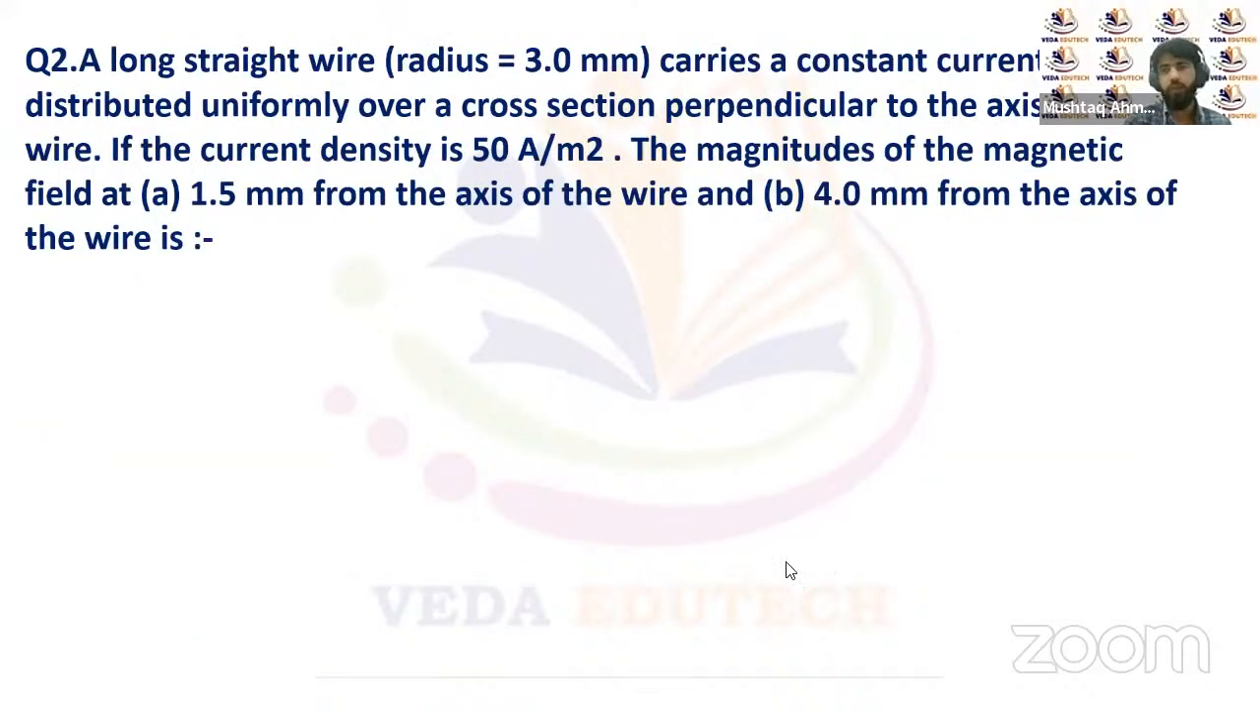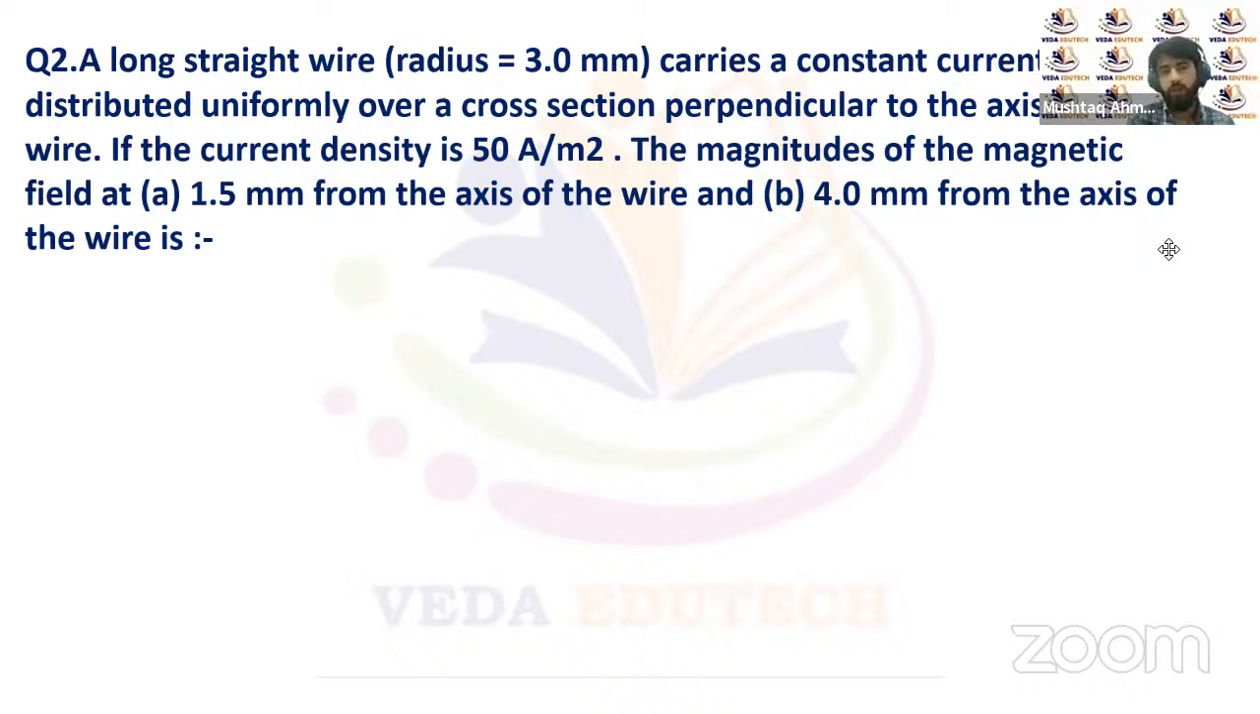Let's move to the next question. The question is about a long straight wire. We have been given a long straight wire of radius 3 mm, which carries a constant current distributed over a cross section perpendicular to the axis of the wire. The current density is 50 amperes per meter square. Find the magnitude of the magnetic field at 1.5 mm from the axis of the wire and 4 mm from the axis of the wire.